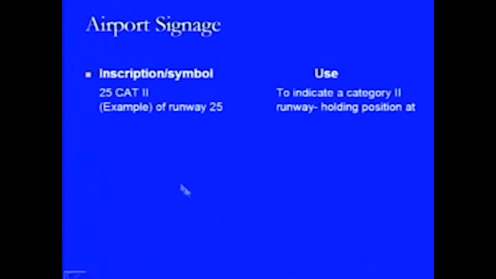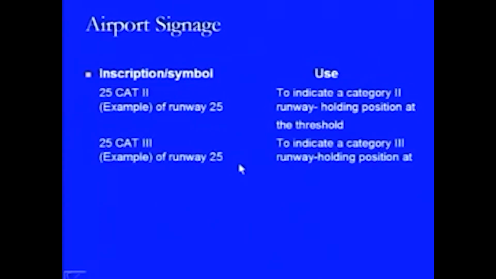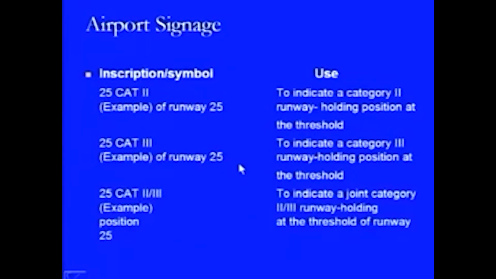Further, we have another example, 25 category 2. This indicates a category 2 runway holding position of runway 25 at the threshold. Then 25 category 3 similarly defines another case, and there is another, 25 category 2/3, which indicates the joint category 2 or 3 runway holding position at the threshold of the runway.